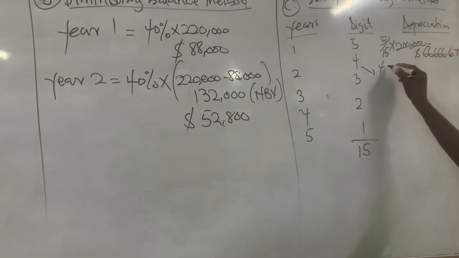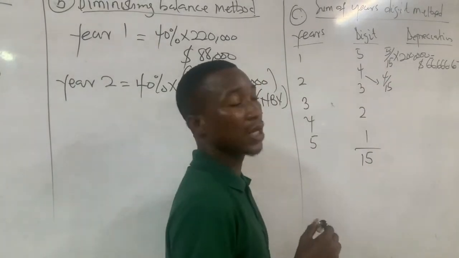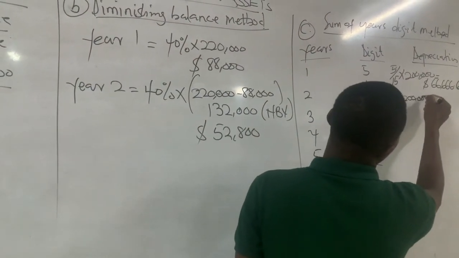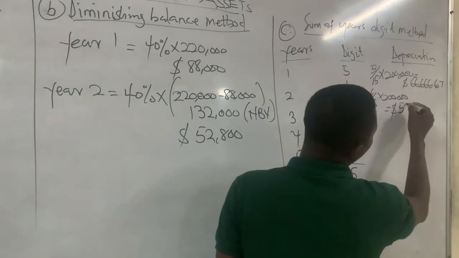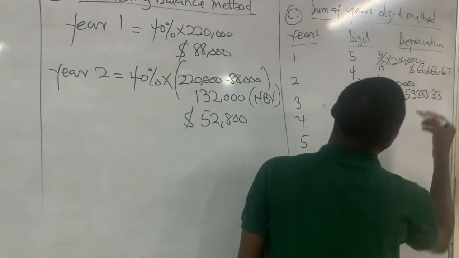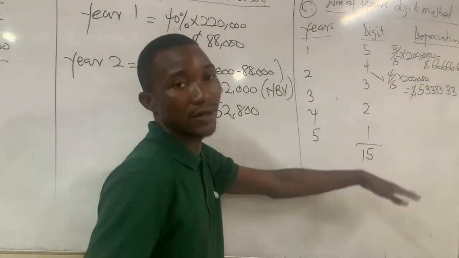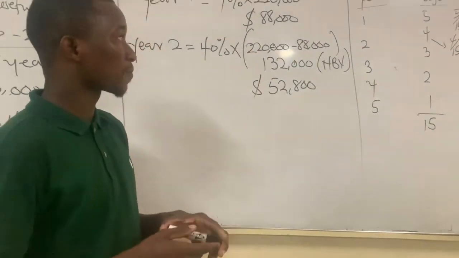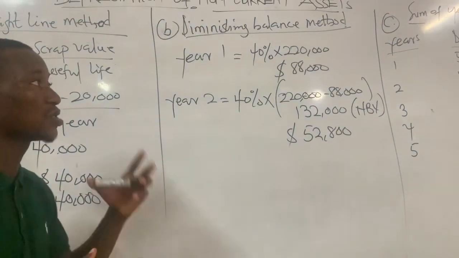And the second year, what is this? We also do the same thing, 4 out of 15. Is that okay? Then we multiply it by the 200,000. Is that okay? And it is going to give us, in dollars, $53,333.33. Is that okay? That is for the second year. So we can keep doing for the rest of the years. Then we are required to calculate for only 2 years.